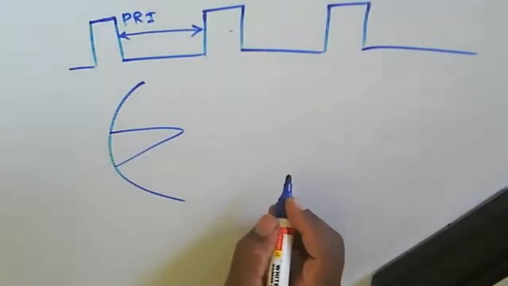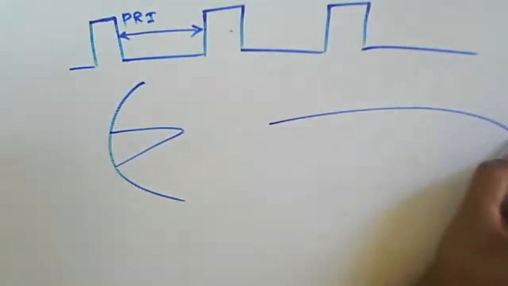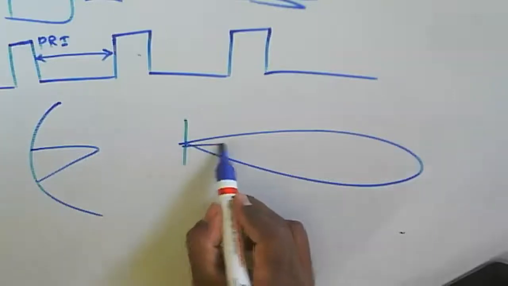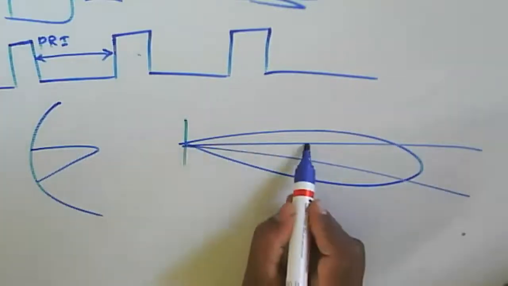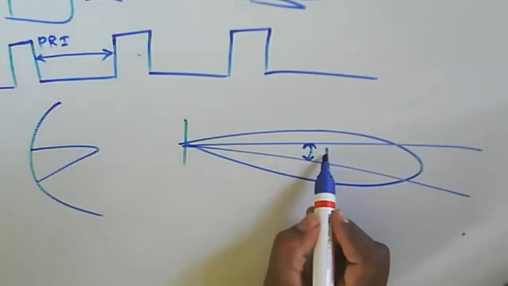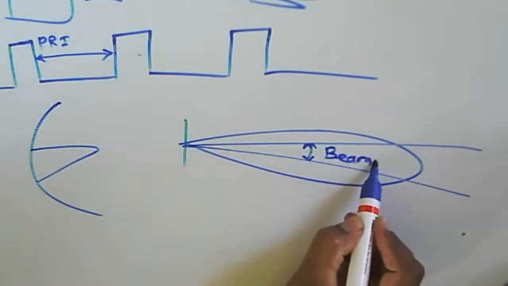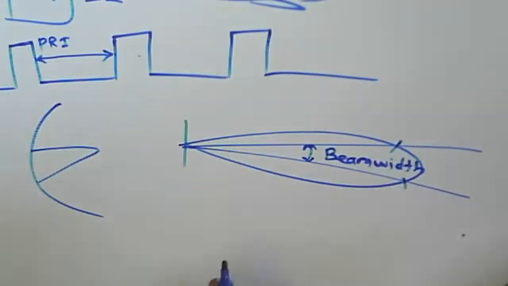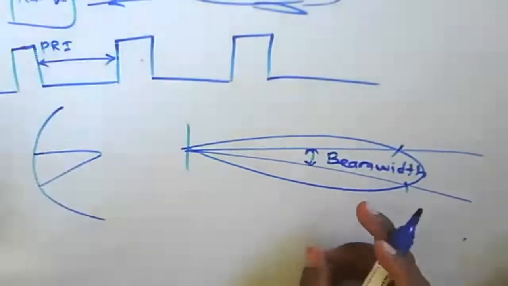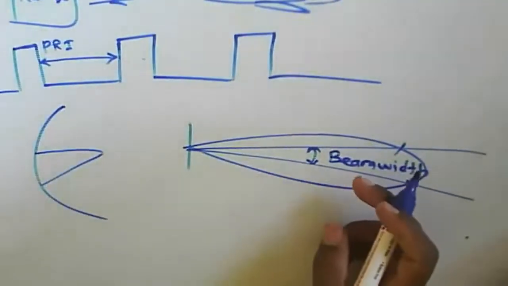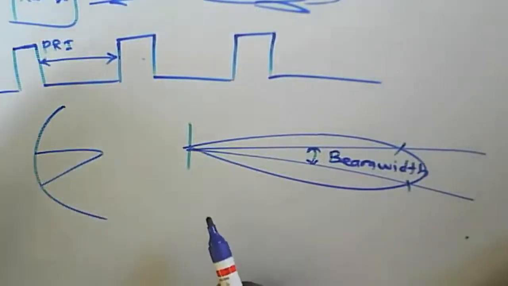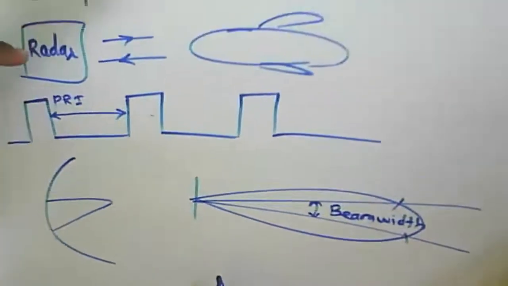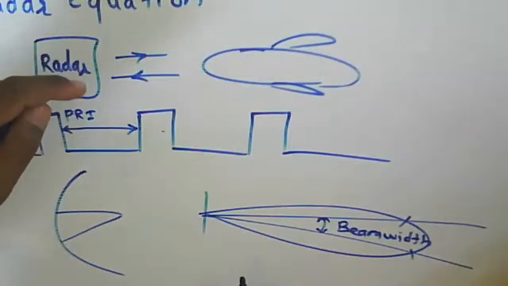Generally we say that we are using a parabolic antenna, and this parabolic antenna has a particular beam width. Generally we expect a narrow beam. This is what we call the beam width, and these are the half power points. So this is the beam. Within a particular beam width, how many pulses are received by the radar?